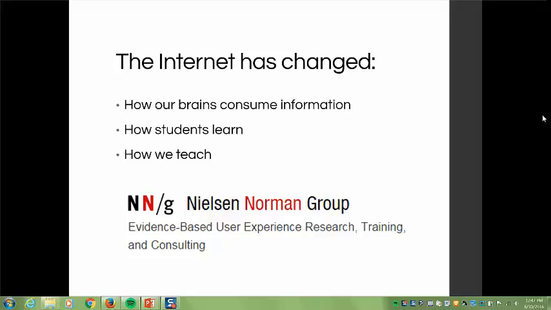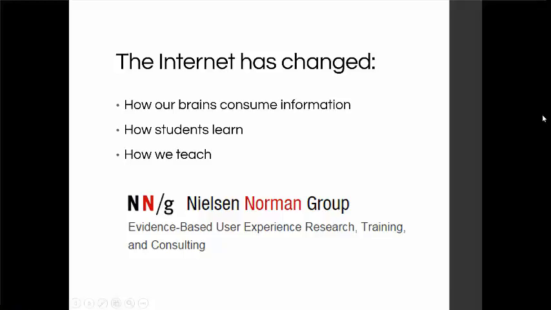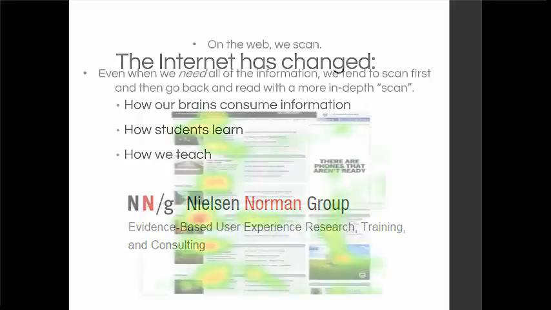This video is going to discuss some of the ways that the internet has changed the way that we consume information, the way that students learn, and then as a result, how we should be structuring and organizing our information when we're teaching students. Now, a lot of this information comes from some studies that have been done by the Nielsen Norman Group, who does a lot of great evidence-based research into how people consume information on the web.